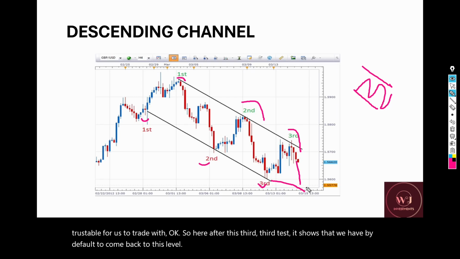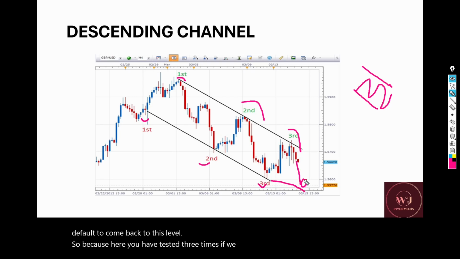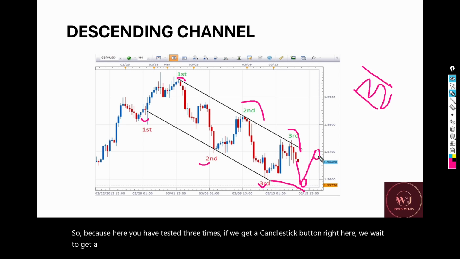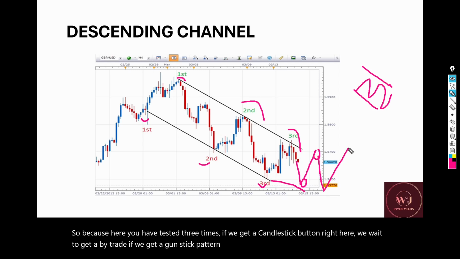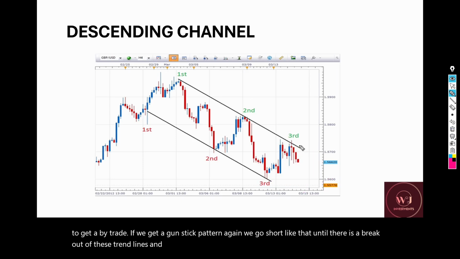So because here we have tested three times, if we get a candlestick pattern right here, we wait to get a buy trade. If we get a candlestick pattern again, we go short like that until there is a breakout of these trend lines. And when there is a breakout of the trend lines, still we wait to get short or long trades, depending on which trend line has been broken.